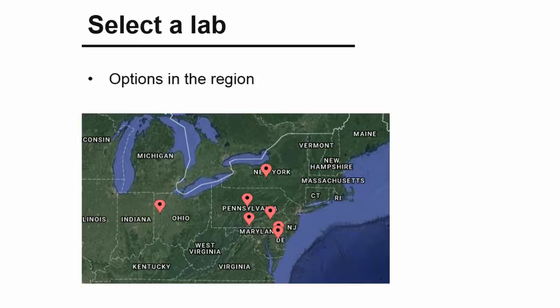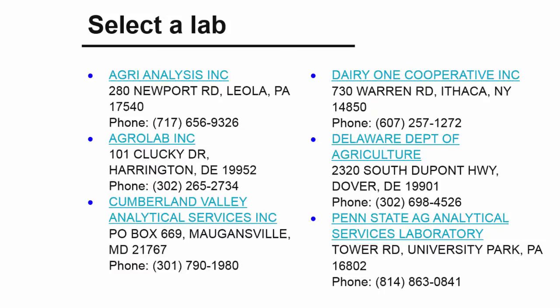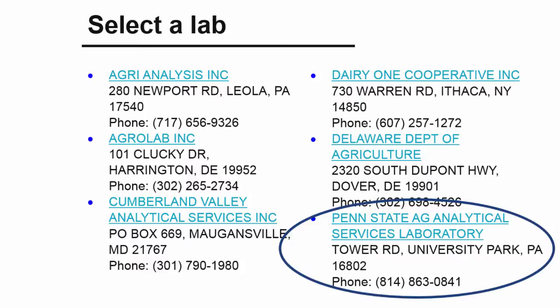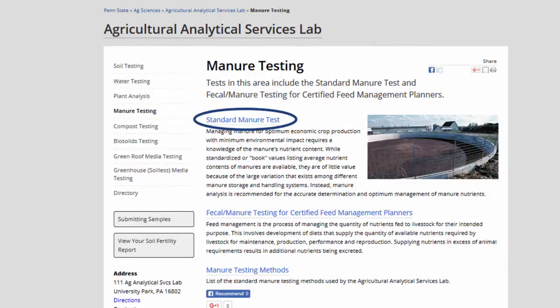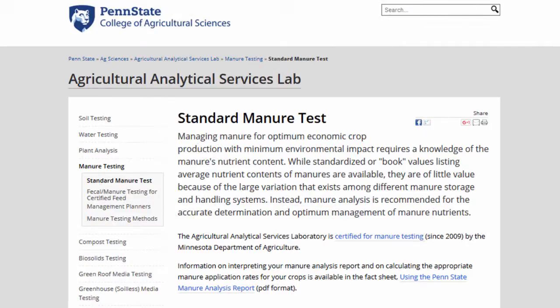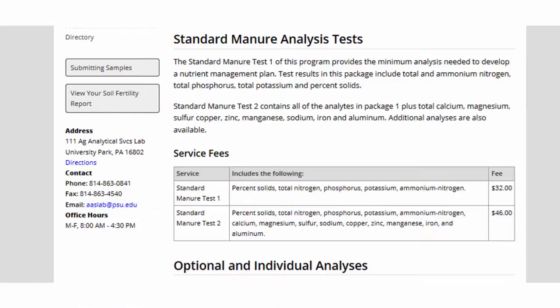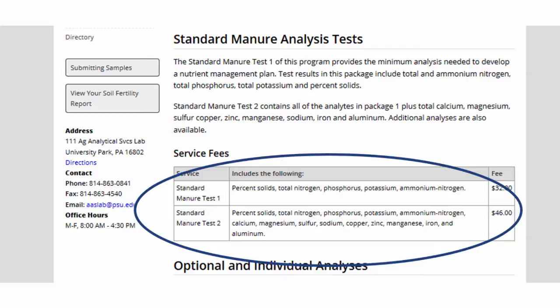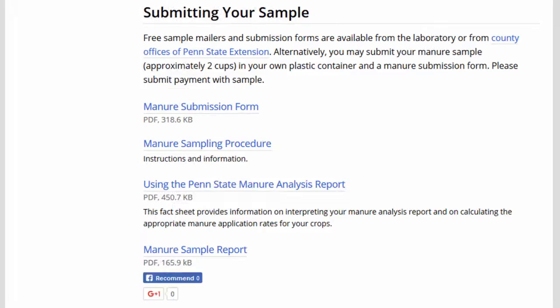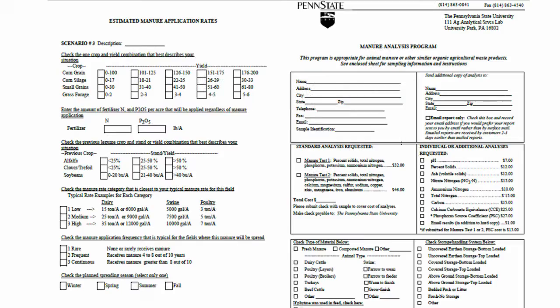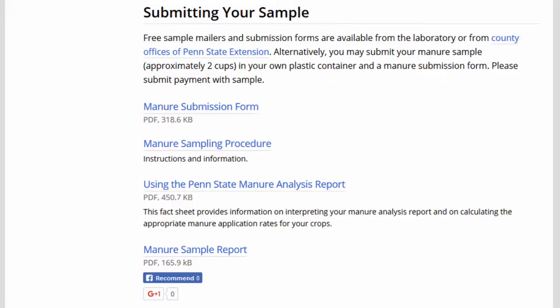There are several options in the northeastern region. We are going to take a look at Penn State's Ag Analytical Lab. Going to their website, you can see in the left-hand column that they offer manure testing. Penn State's Ag Analytical Lab is certified for manure testing and has been since 2009. They offer 2 standard manure tests as well as optional and individual analyses. Submitting your samples is easy, and the submission form can be found online. Try to complete this form as accurately as possible.